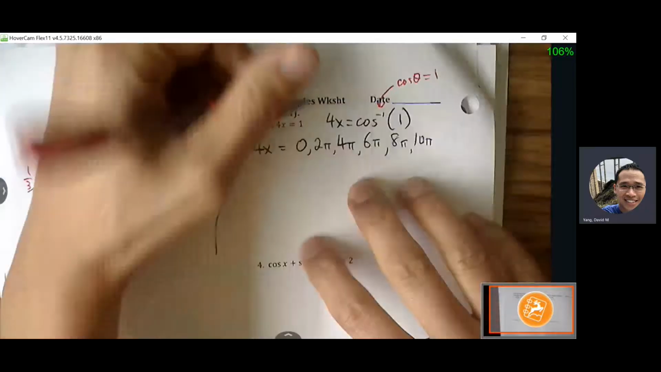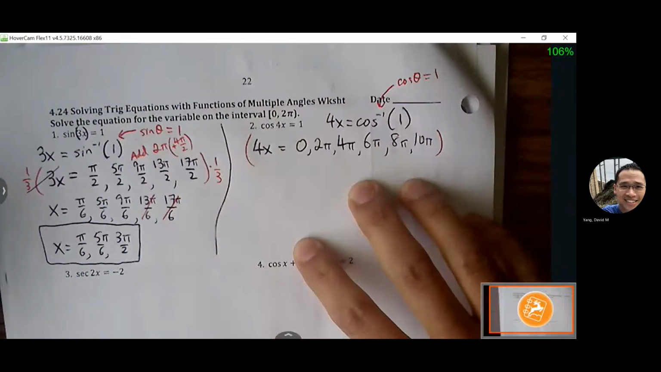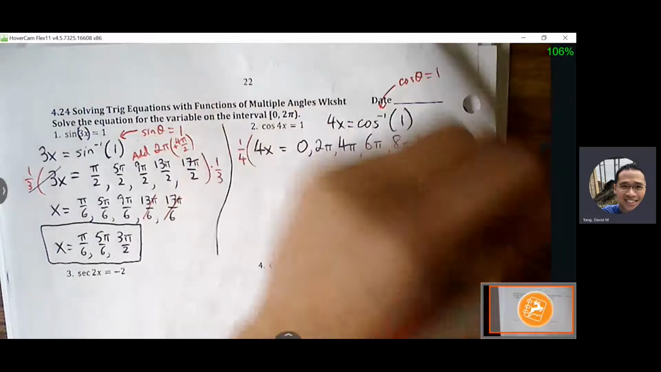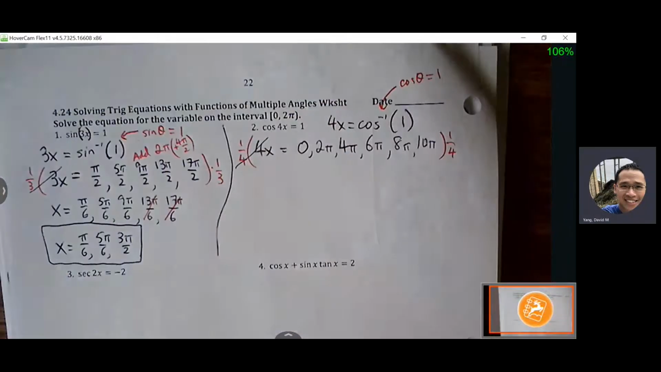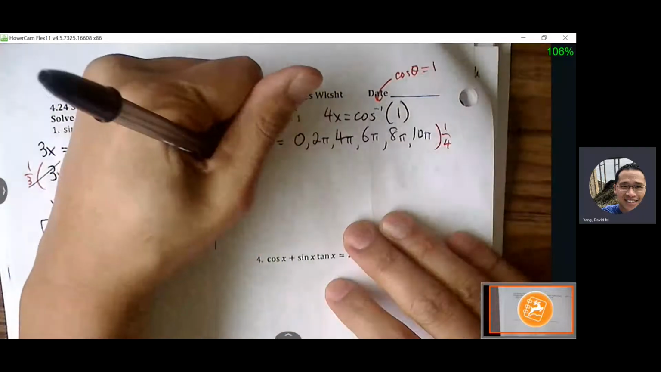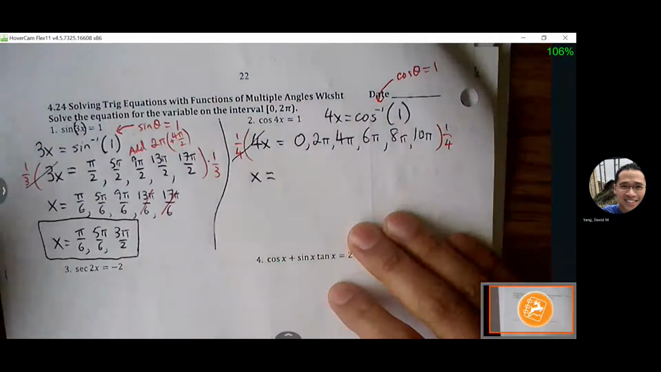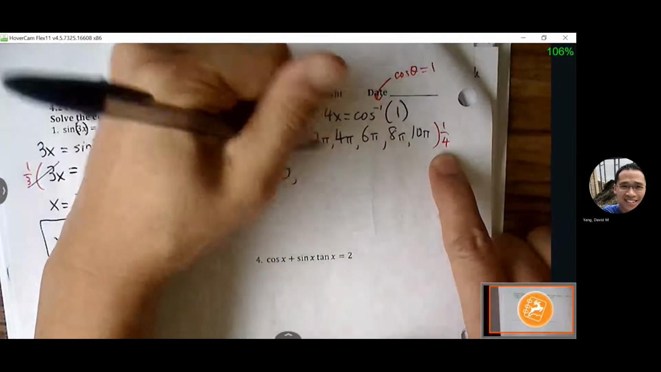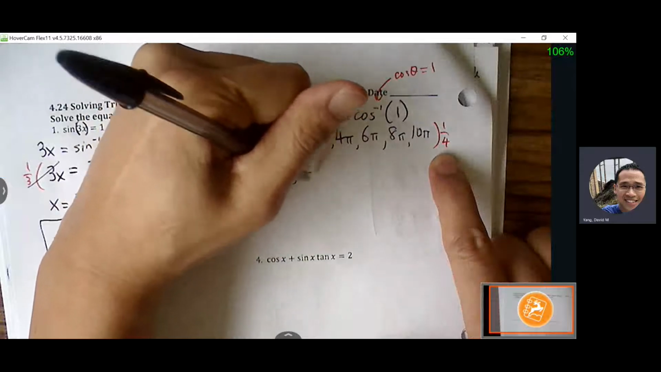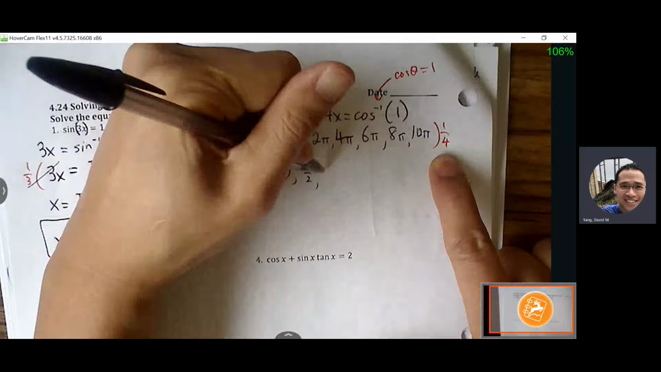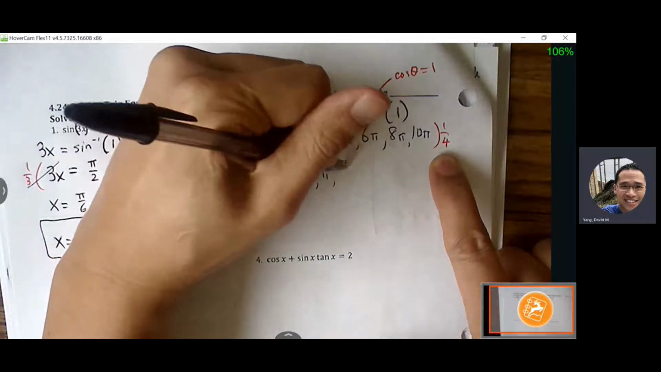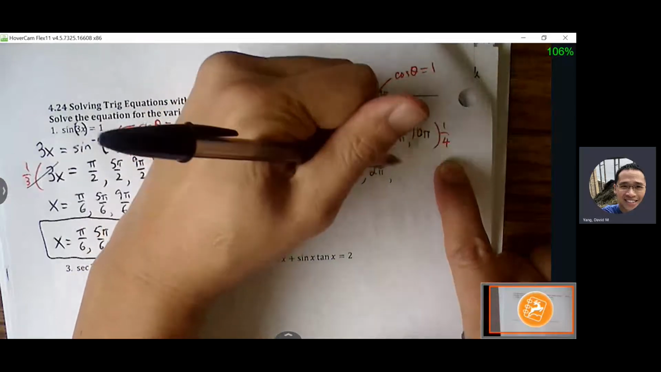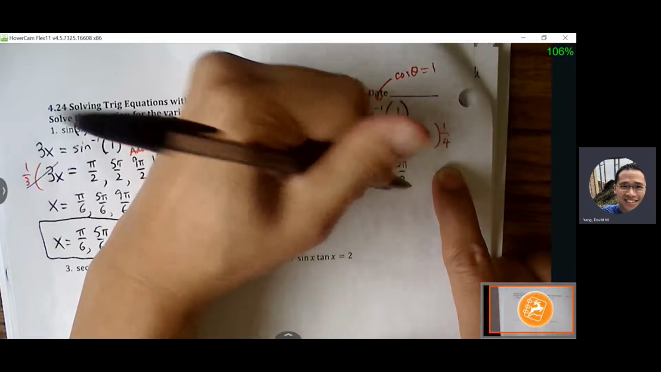How would you solve for x here? By 1/4. Get the left side to be just a clean x by itself. And after we multiply, we'll see which ones fall inside the interval. 2 pi over 4 is just pi over 2. 4 pi over 4 is just pi. 6 pi over 4 is just 3 pi over 2. 8 pi over 4 is just 2 pi. 10 pi over 4 is just 5 pi over 2.